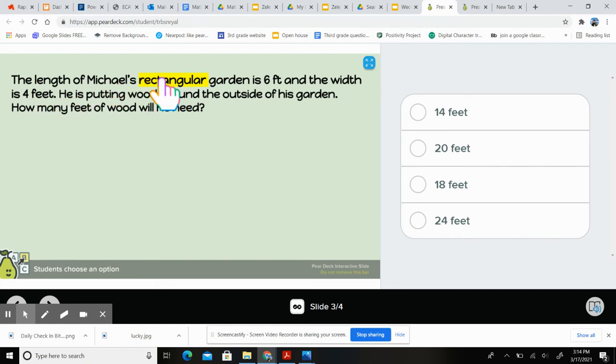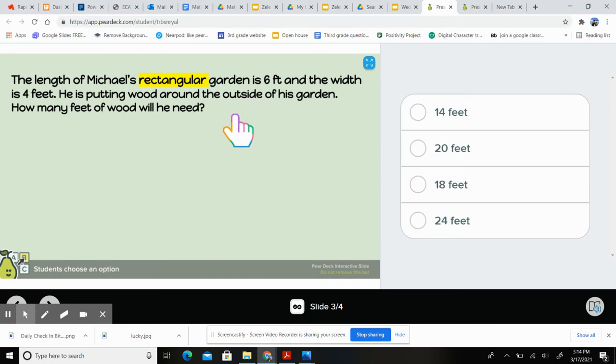The length of Michael's rectangular garden is 6 feet and the width is 4 feet. So they're already giving you two different dimensions. When I see rectangular, I'm going to think rectangle, a four-sided shape. Two of the sides are longer than the other two. He is putting wood around the outside of his garden. How many feet of wood will he need? Remember, you're talking about the outside of the garden.